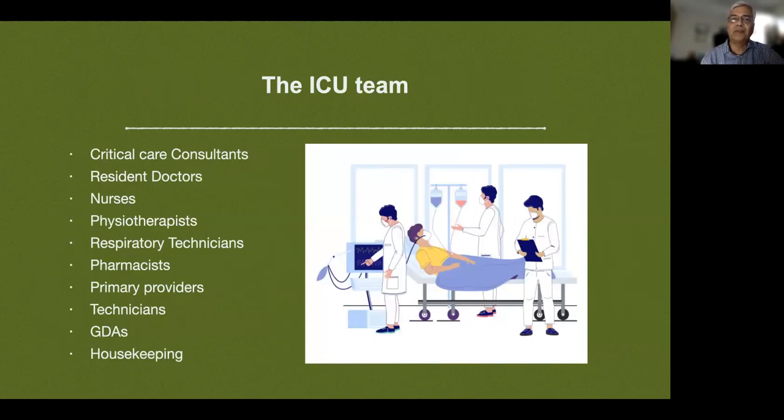What is an ICU team? The ICU team is very large. It consists of critical care consultants, resident doctors, nurses, physiotherapists, respiratory technicians, pharmacists, primary providers, which are the specialists dealing with a particular disease, technicians, GDS, and housekeeping.